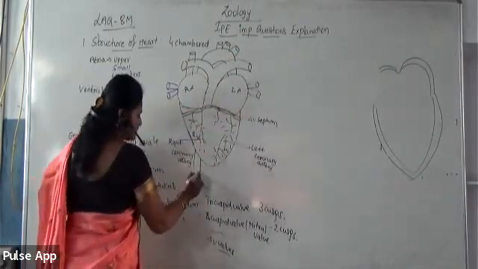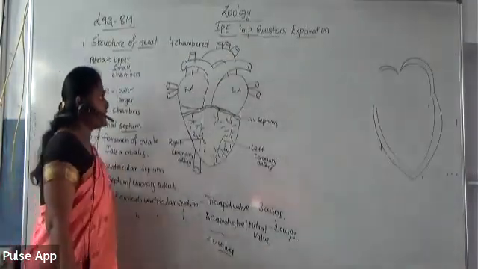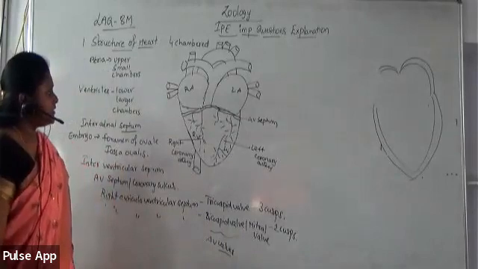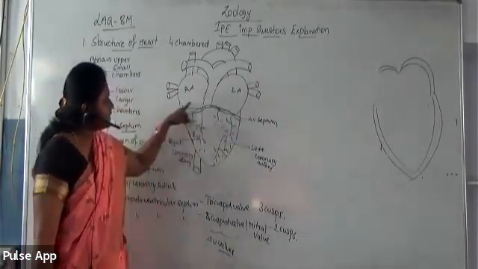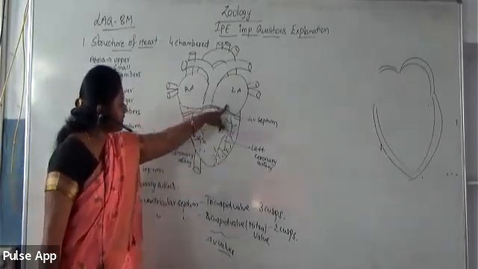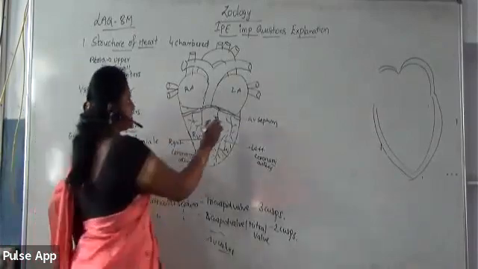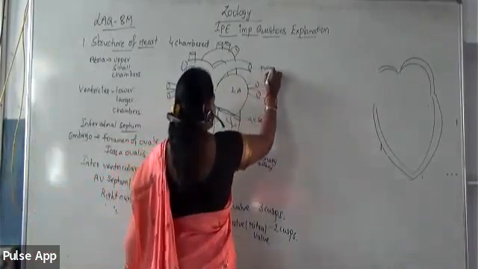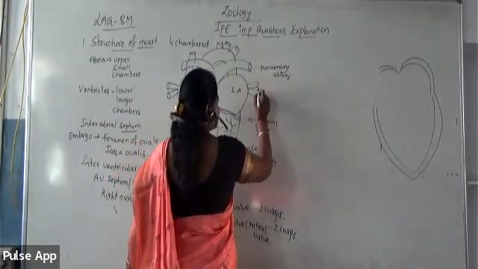Like this, mainly different types of blood vessels you need to show. And right coronary artery, left coronary artery, AV septum, right atrium, left atrium, right ventricle, left ventricle, and different blood vessels like this is the pulmonary artery, and this is the pulmonary vein.